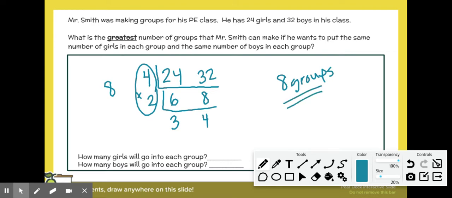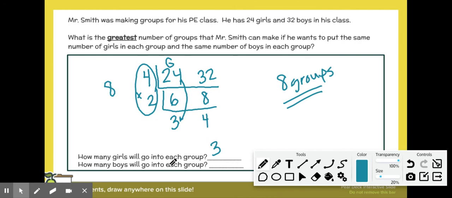Okay. Then on the bottom, there's 2 extra questions. It says, how many girls will go into each group? Well, if I'm looking at how many girls, he had 24 girls. So this number here is my girls. If there's 24 girls and I'm dividing them into 8 groups, there will end up being 3 girls. Right? 24 divided by 8 is 3.